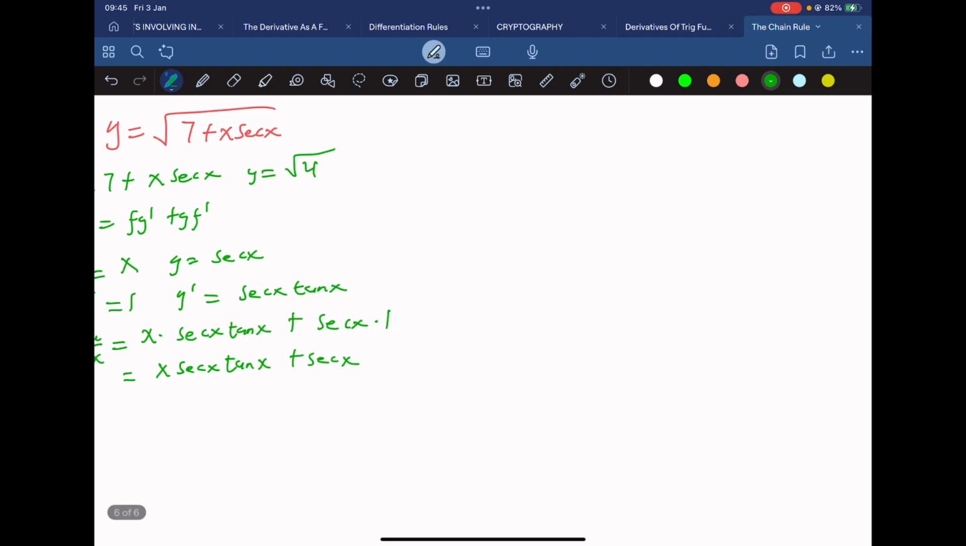Now this root u is the same as u to the exponent of half. So your dy/du is 1/2 u to the power of 1/2 minus 1. If you subtract 1 from 1/2, we have negative 1/2. This is basically the same as 1 over 2 multiplying u to the 1/2, which is the same as 1 over 2 root u.